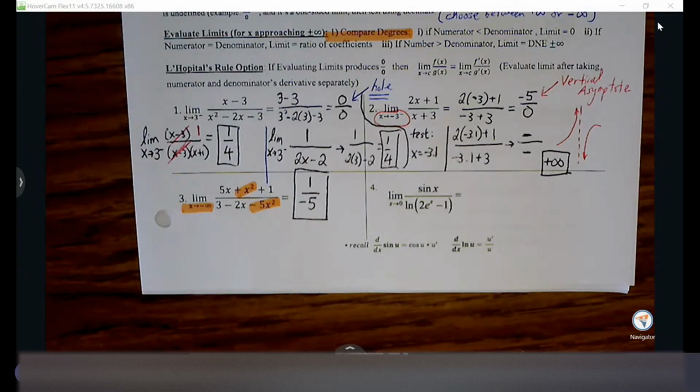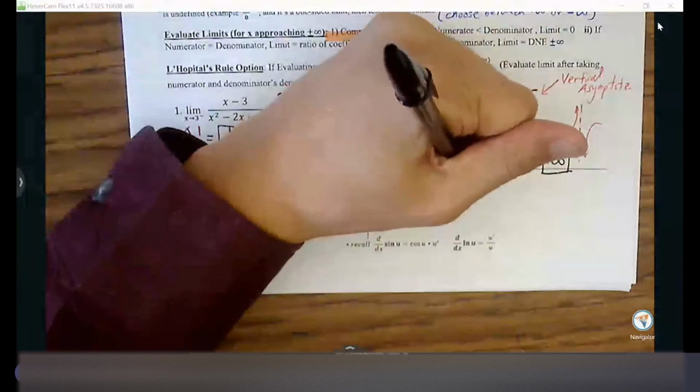All right, number 4. Number 4 looks messy, but that's not going to change our approach, right? First thing we do, yeah, plug in 0, right? Let's see what happens. Maybe it's already going to give us a real number. If it does, then we can stop. But if there's something else, we can deal with it.